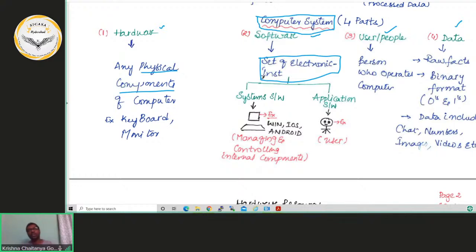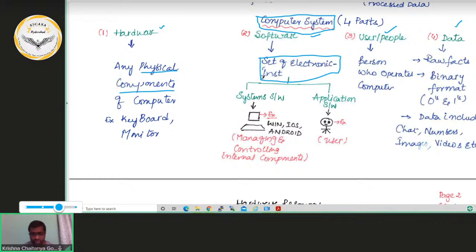For example, if you want to print a document, you open that document and press Control P. So what exactly is Control P? Control P is nothing but an instruction saying, now printer, you start printing this document. It is an electronic instruction to activate a printer. In the same way, a software consists of a set of electronic instructions, required to make the hardware run and perform an activity.